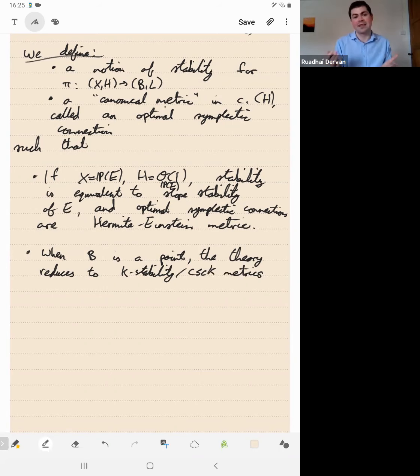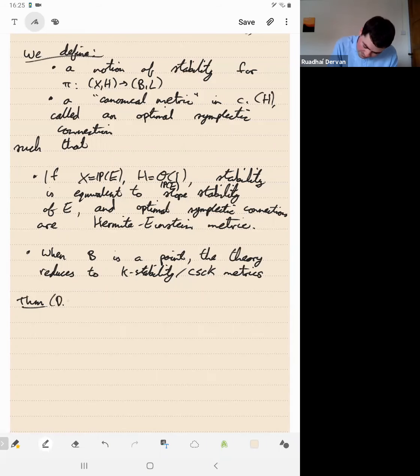I quite like this actually. It's viewing K-stability and slope stability of vector bundles in the same setup, and that's, I think, quite a cool thing. So yeah, I'll mention my results about Kähler geometry, and then mention the algebro-geometric importance of what we're doing to moduli theory.